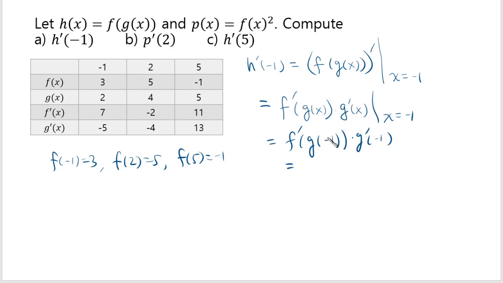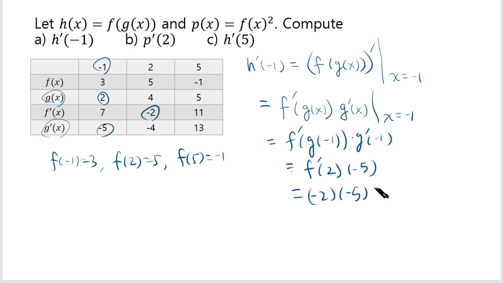And now we can just read the values. What's g of -1? G of -1 is 2, right? So this is f prime of 2. What's g prime of -1? G prime of -1 is -5. And then you have to do f prime of 2. F prime of 2 is here, it's -2, so it's -2 times -5, which is +10. Alright.